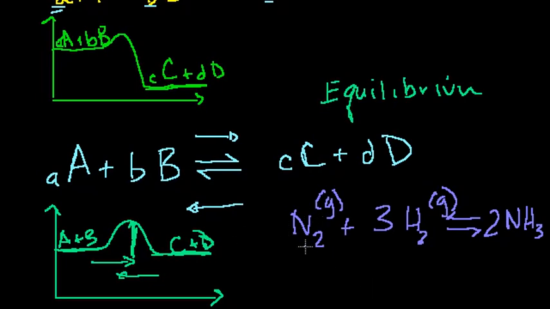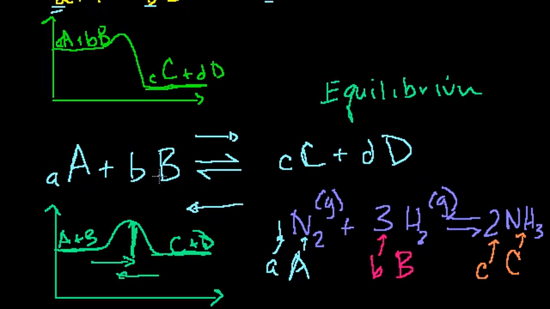But just so in this case, we could say lowercase a is just 1. Capital A is the nitrogen molecule. Lowercase b is 3. Uppercase B is the hydrogen molecule, and then lowercase c is the number of moles of ammonia, and uppercase C is the ammonia molecule itself. I just want you to realize that this is just an abstract way of describing a whole set of equations.